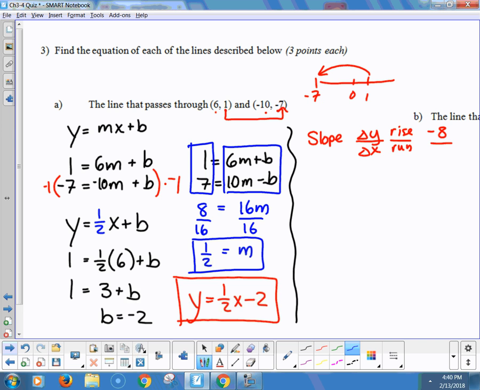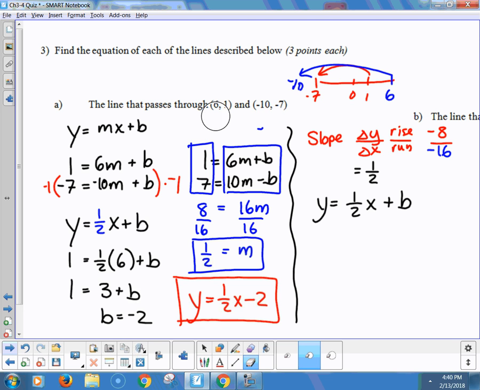And if I take a look at my x's, the change in my x's, I went from 6 to negative 10. Well, 6 is over here, and negative 10 is over here, and that is a distance of backward 16. So my rise over run is negative 8 over negative 16, which is positive 1/2. Again, we'd write y equals 1/2 x plus b, and pick a point, plug it in, and solve for the b value. Just to be different, I'll plug in the second point.